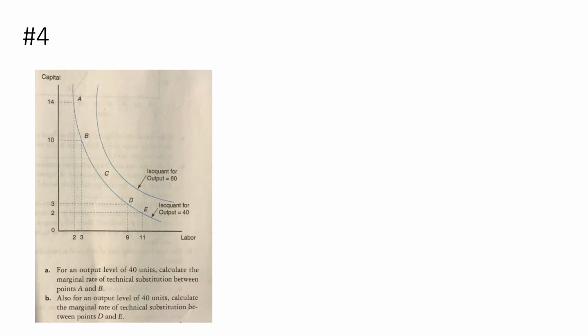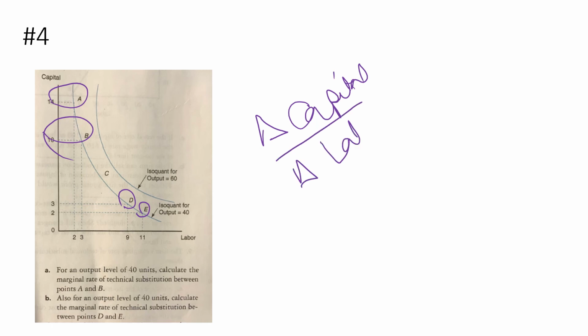Number 4 is asking you to calculate the marginal rate of technical substitution between points A and B. We did those range calculations earlier in the lecture, so go ahead and look back at that. And then calculate the marginal rate of technical substitution for D and E. That's the change in capital divided by change in labor, which was capital 2 minus capital 1 divided by labor 2 minus labor 1. So you can go ahead and calculate those values.